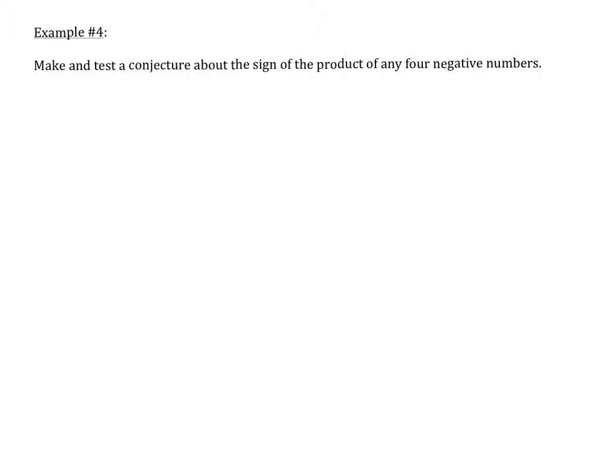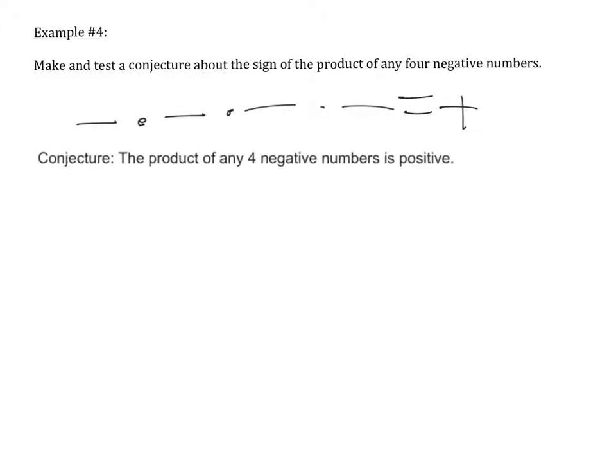So let's just first look at, what if I took a negative times a negative times a negative times a negative. It doesn't really even matter what those numbers are, it just matters that they're negative. So think about what a negative times a negative. A negative times a negative is a positive, and then times a negative again would be another negative, and then times another negative would change it back to positive. So a negative times a negative times a negative times a negative is a positive. So let's state our conjecture. The product of any four negative numbers is positive.